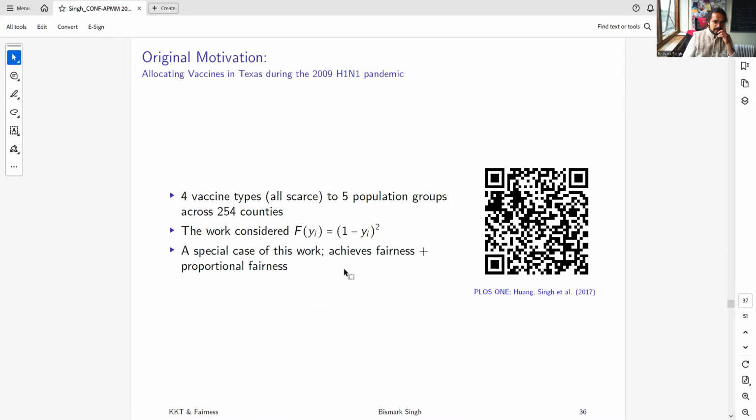So this work was motivated by a study we did a long time ago with the state of Texas during my PhD, in which 4 vaccine types, all of them being scarce, were to be handed out to 5 population groups across the 254 counties of Texas. The work that we did at that time considered a quadratic loss function, which we used to analyze our vaccine allocation problem. But later we found that this is actually a special case of this generic framework that I just presented today.